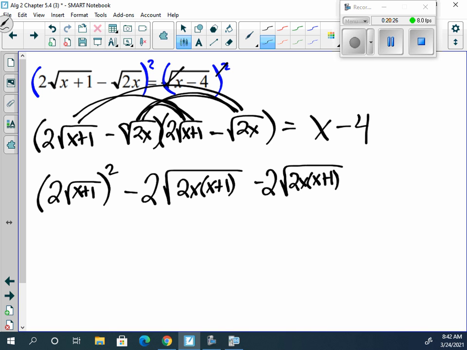And last but not least, negative 2x square root of 2x times negative square root of 2x will be plus square root of 2x squared, and so equal to x minus 4.